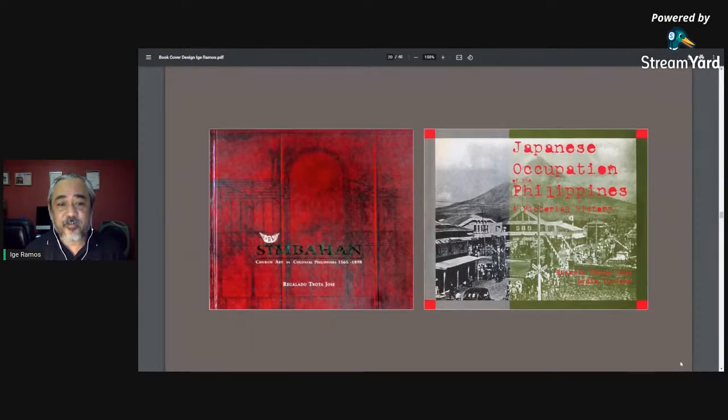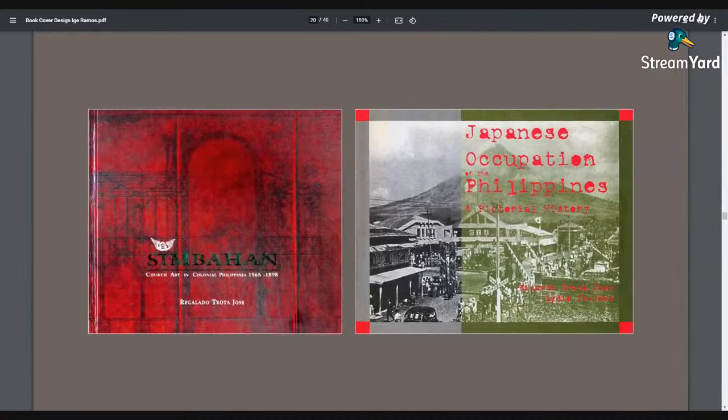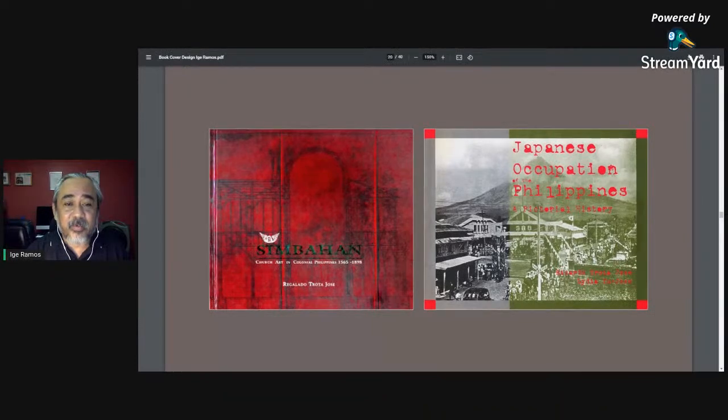Okay, these two books are one of the first two projects I did for Ayala Foundation and Ayala Museum. And these are made separately by two brothers, no? So Simbahan, Church Art in Colonial Philippines by Regalado Trota Jose. I think I designed this in 1991. Even this is computer free. It's all like bromide and negatives, and there was no software yet.